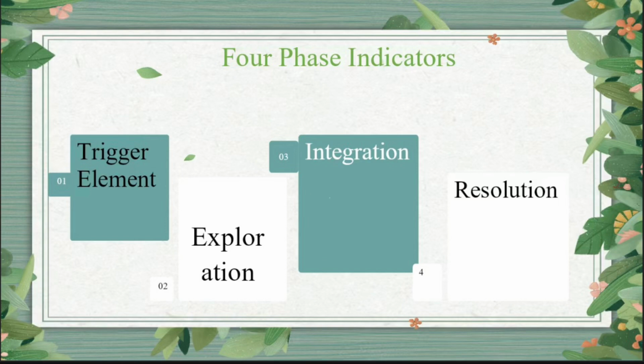There are four phase indicators. The first one is the trigger event. It is the first step in the cognitive process and involves identifying a problem or question that needs to be addressed. The second step is exploration. It is the second step in the cognitive process and involves sharing ideas and perspectives related to the problem or question identified in the trigger event.